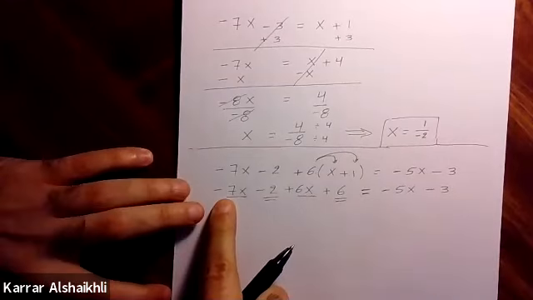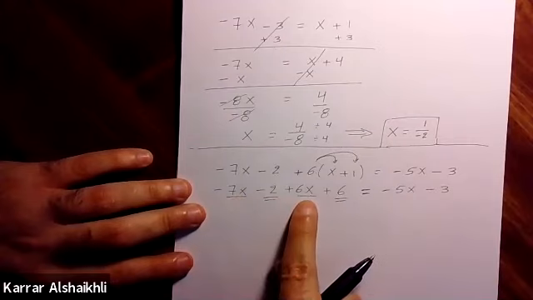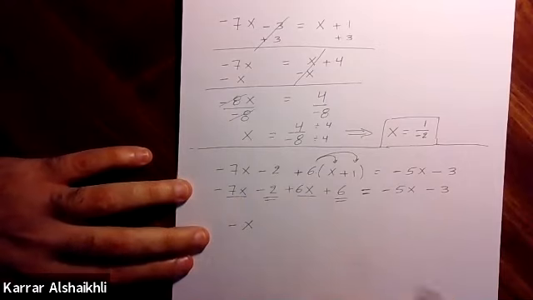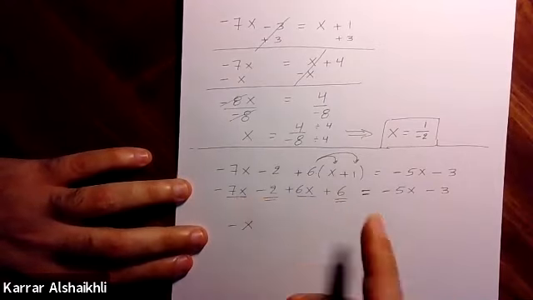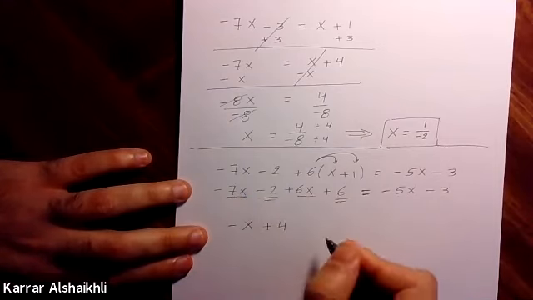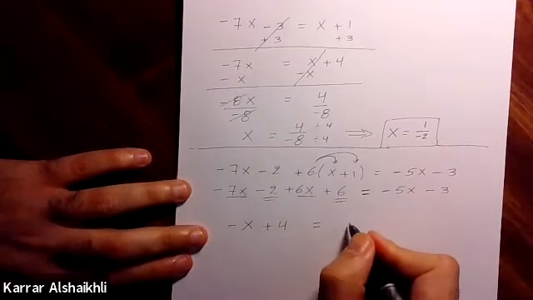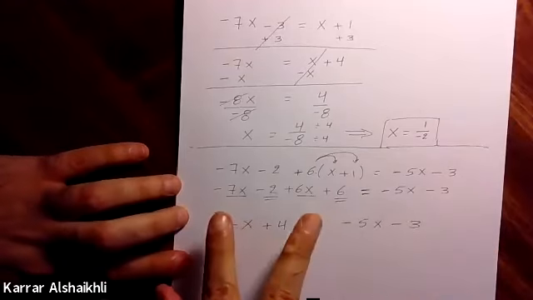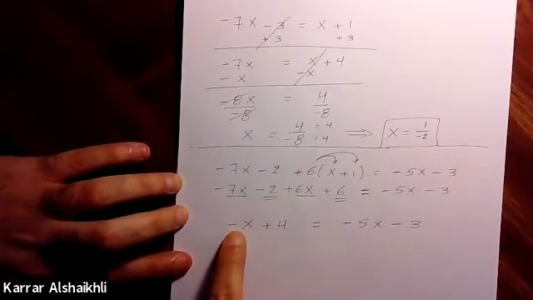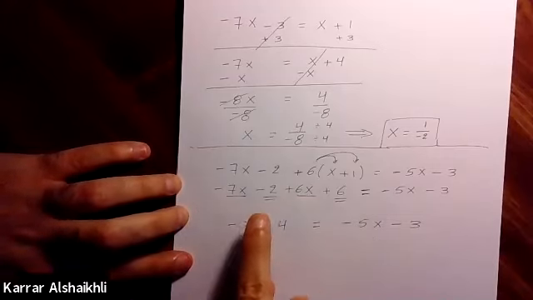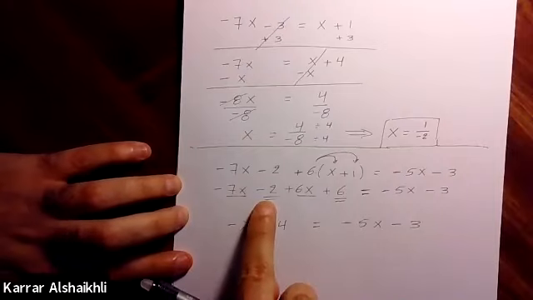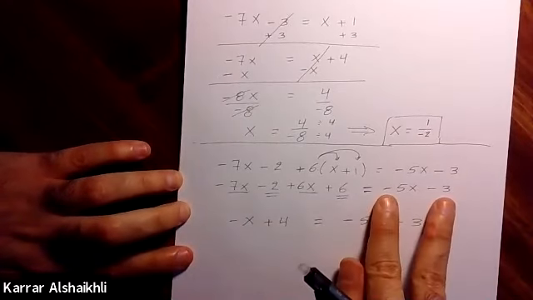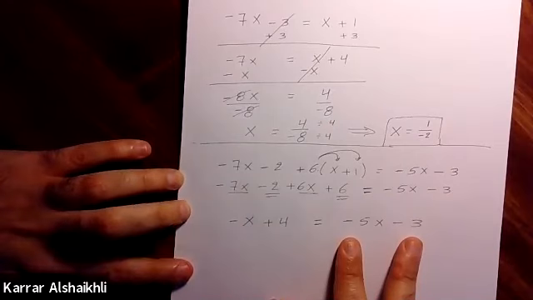So negative 7x plus 6x is going to be negative 1x. I don't have to write down the 1. Negative 2 plus 6 is going to be positive 4. And here is the equal sign, negative 5x minus 3. You see, I combine these two terms, negative 1x. I don't have to write down the 1. If you write down the 1, it's going to be right also. Negative 2 plus 6 is going to be 4. On the other side, there are unlike terms, so I just have to write it down exactly the same.